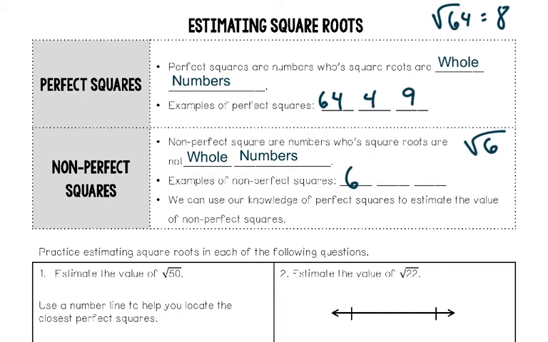Another example of a non-perfect square is 45. Nothing times itself gives you 45. Another example could be 8. Nothing times itself gives you 8.